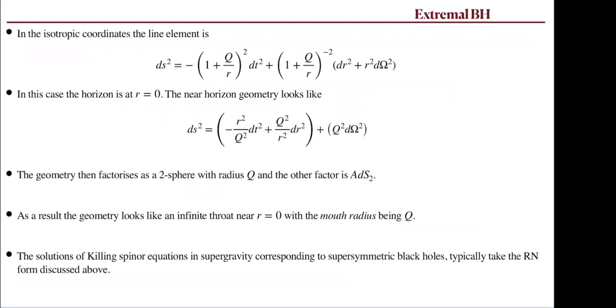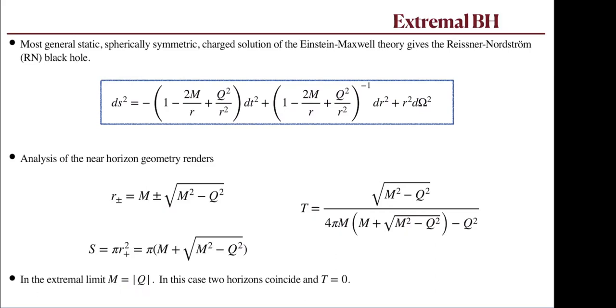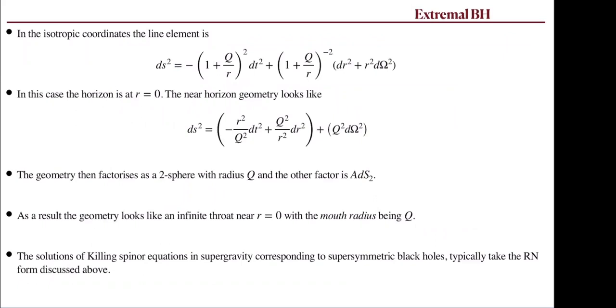In isotropic coordinates, don't confuse the notations, this R and this R. This R is different because at that R, your horizon was at some 2GM or something, and here R equal to 0 is your horizon. So these are called the isotropic coordinates. In isotropic coordinates, the same metric you can write like this. And then if you take the near horizon geometry, you will have this kind of structure.